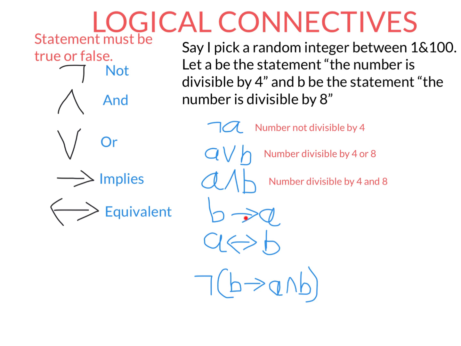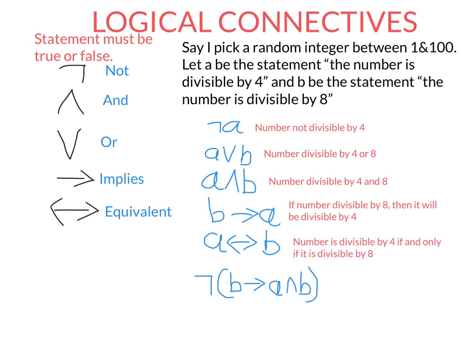This symbol here means implies. B implies A means that if the number is divisible by 8, which is B, then the number is divisible by 4. B implies A: if B is true, then A is true. This, on the other hand, means that A and B are equivalent statements. What that means is they're both true or they're both false. You can't have a situation where one is true and one is false. In the context of what we were saying up here, this would be read as the number is divisible by 4 if and only if it is divisible by 8.